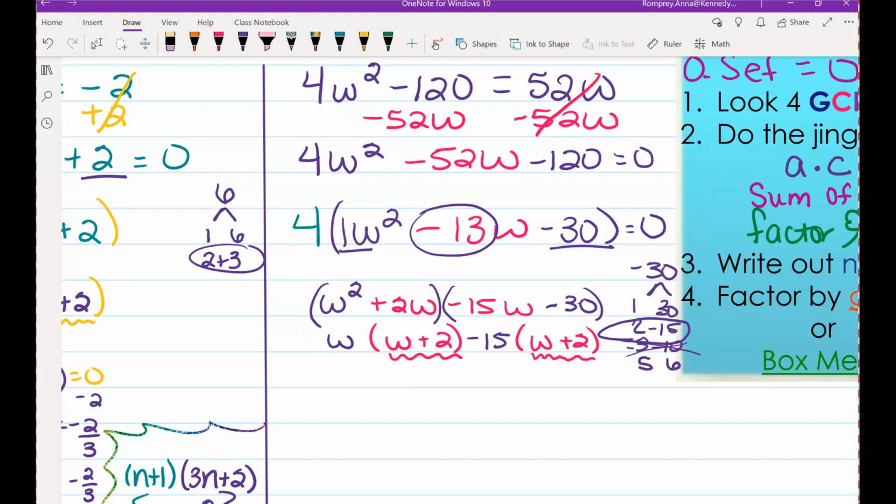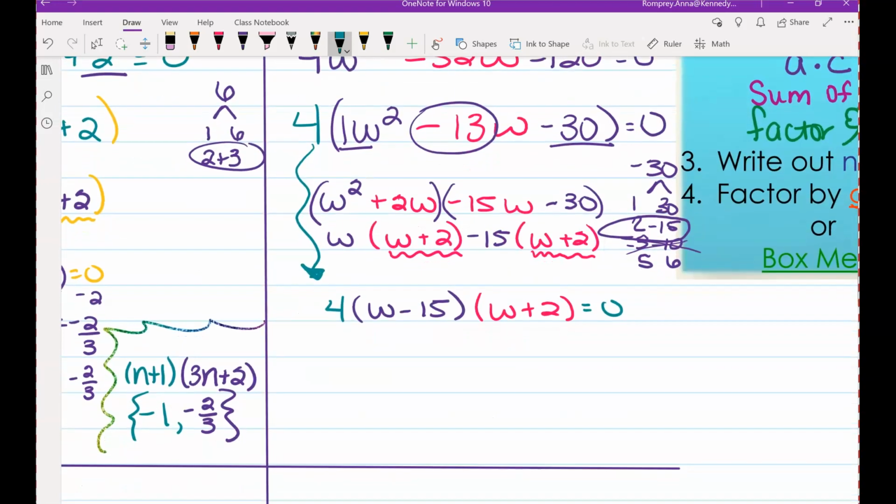Okay, I guess I didn't need to bring the 4 down that far. So we got w minus 15. Those come together and make one factor. And then w plus 2. And again, that 4 that we factored in the beginning, we just tack it up front. So if we go to solve, remember, we're finding the solutions, we're finding our zeros, so we need to set it equal to 0. So this 4, I can just attach it with whichever factors we wrote first. It won't change the answer regardless. So 4 times w minus 15 equals 0.